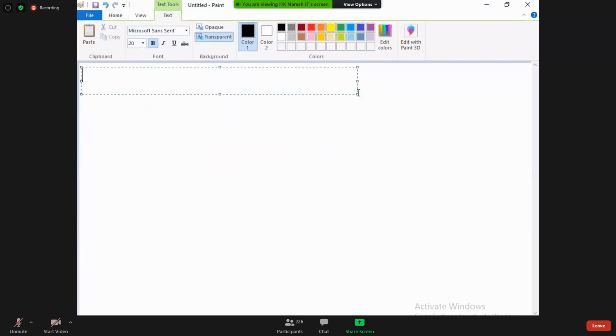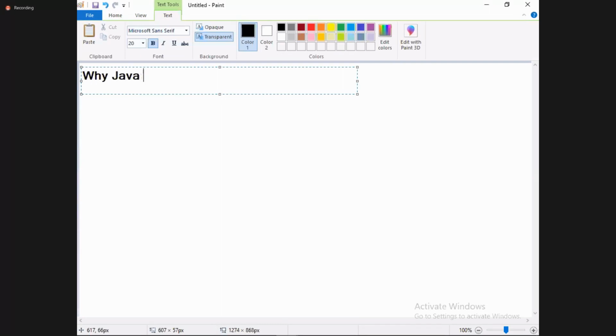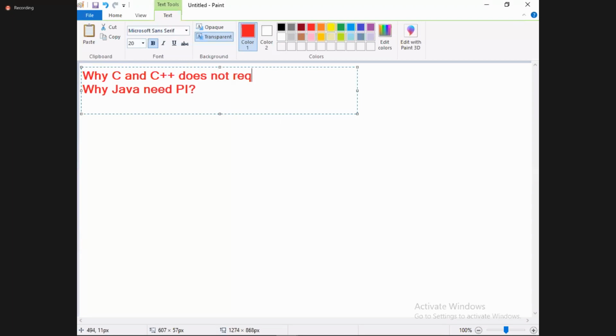Now the question I am asking: why does Java need platform independence? Can you please reply? Why does Java need platform independence? Why don't C and C++ require platform independence? Why don't C and C++ require platform independence, and why does Java need platform independence?